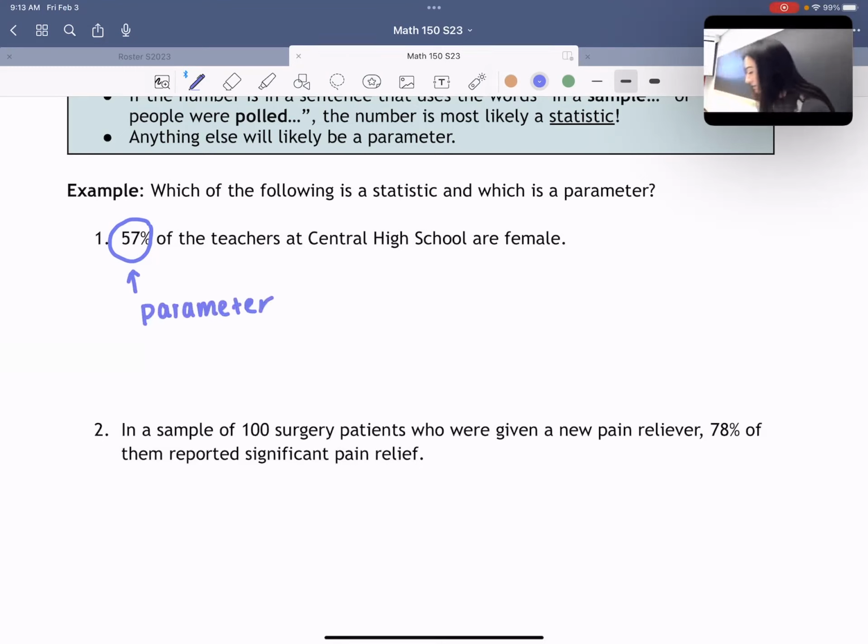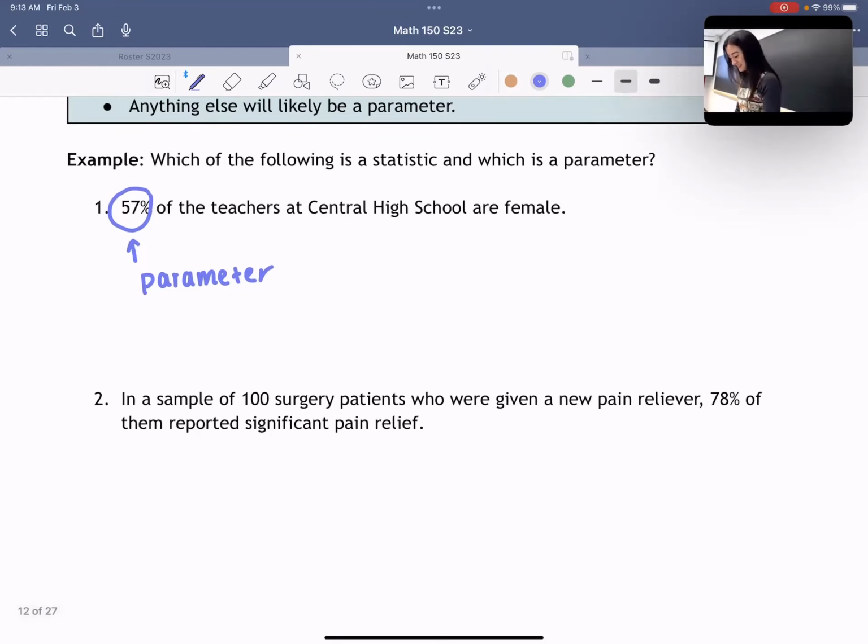All right. Any questions on number one? Oh, so as long as it doesn't say, in a sample. Yep. Or some people were polled or something like that. Yep. It's got to be a parameter, right? Perfect. All right, this one is number two.